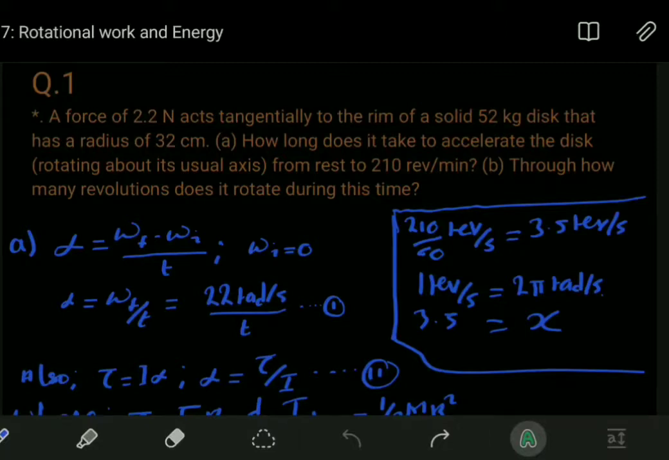Okay, so it's under rotational work and energy. I'll just be pausing for the questions here. You read the question and then start explaining after some time. Okay, so here we have question 1.